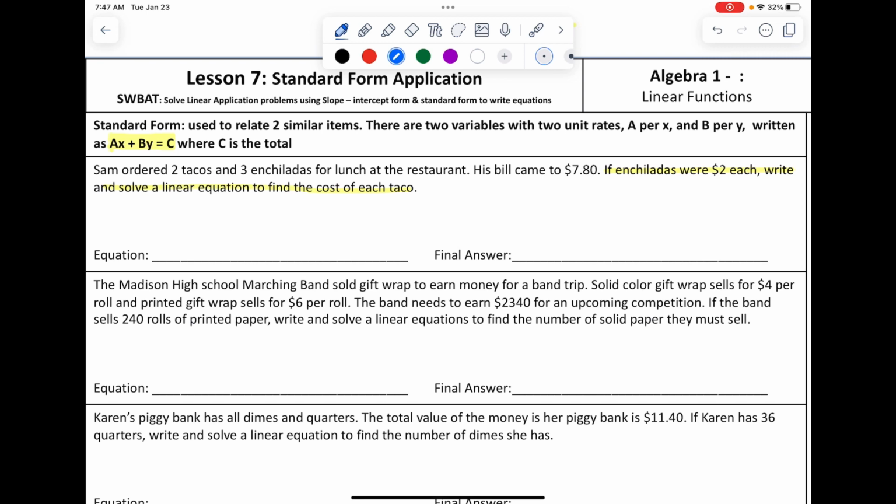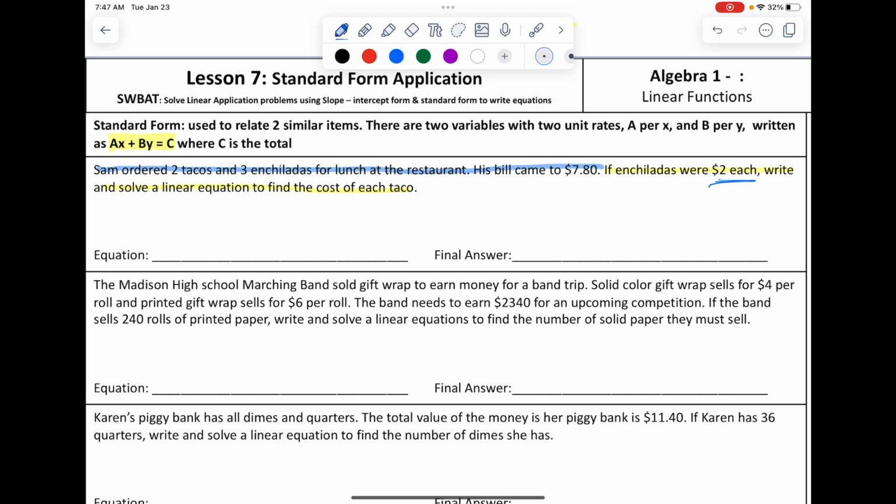So if you're just searching for numbers, plugging them in and hoping for the best, we definitely don't want to grab this 2 until after we have our equation. That's what we're going to plug in to answer the question. So we're going to write our equation based off of this first sentence. Sam ordered 2 tacos and 3 enchiladas for lunch at a restaurant. His bill came to $7.80.